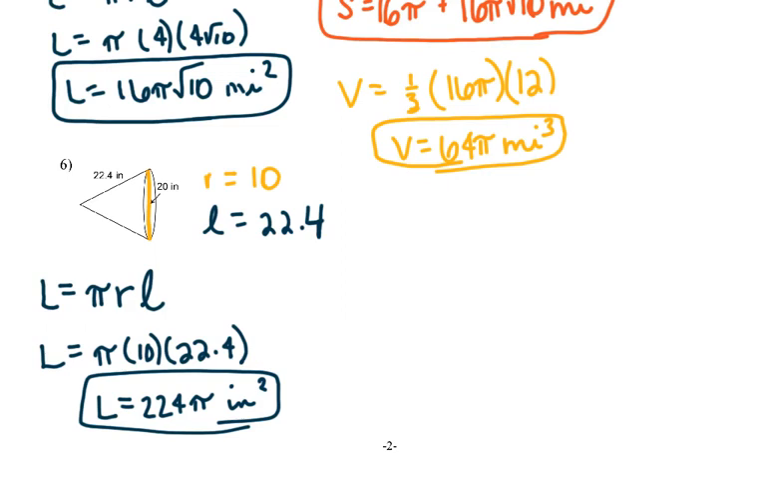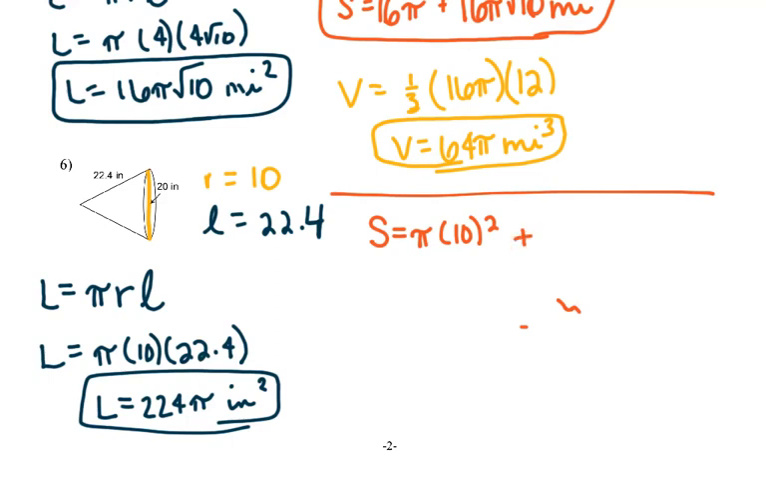And our total surface area, we need to add the area of the base. So our surface area is the area of the base, which is pi r squared. So that's pi times 10 squared, which is 100 pi, plus our lateral area. And so we get 100 pi plus 224 pi's, and that's 324 pi's. And we're in square inches.